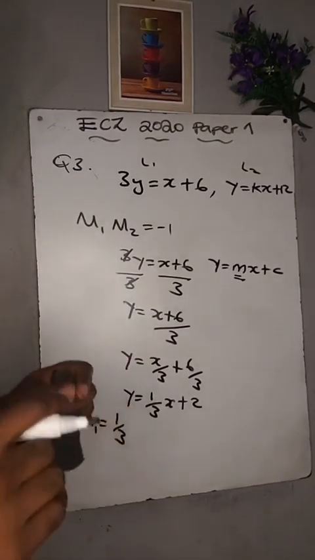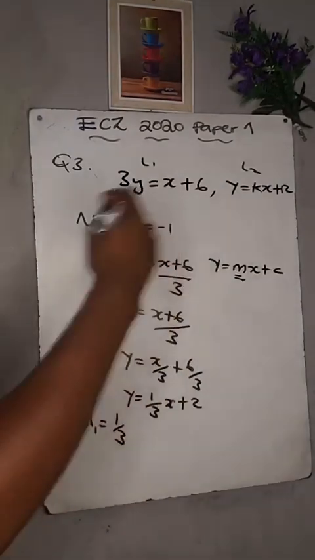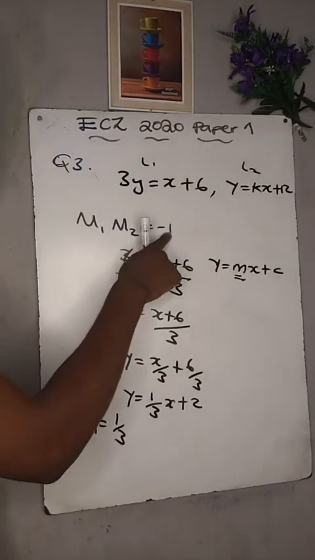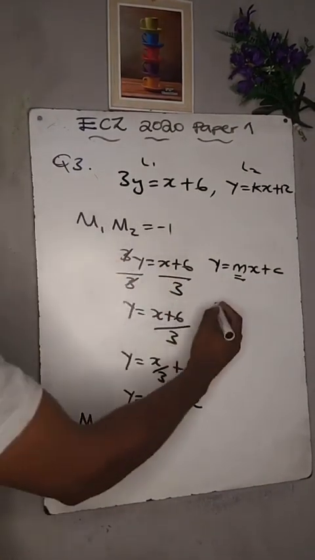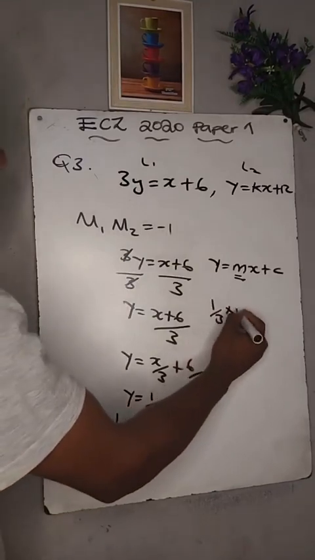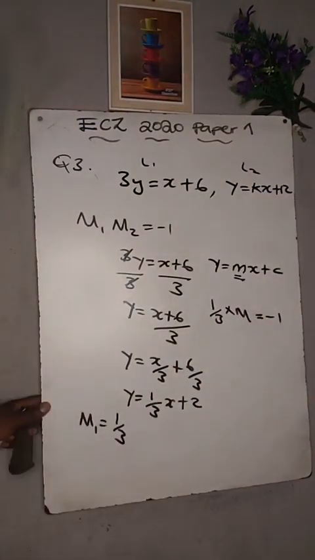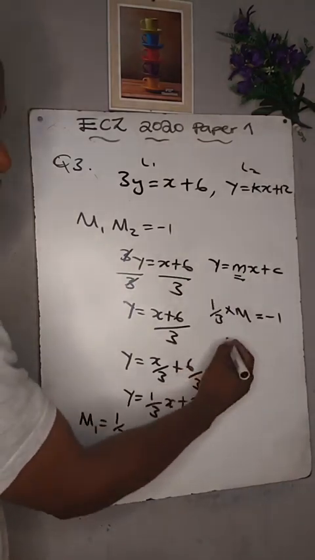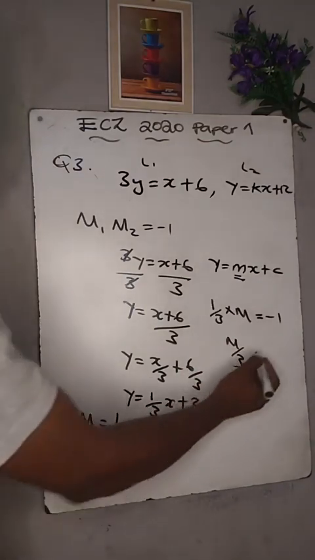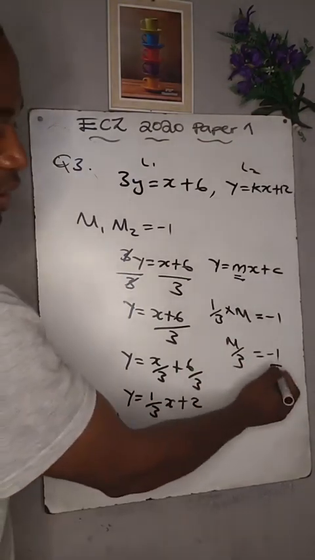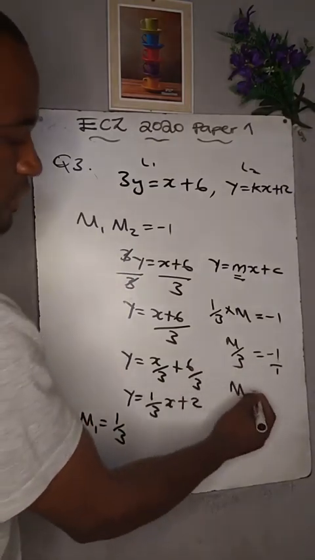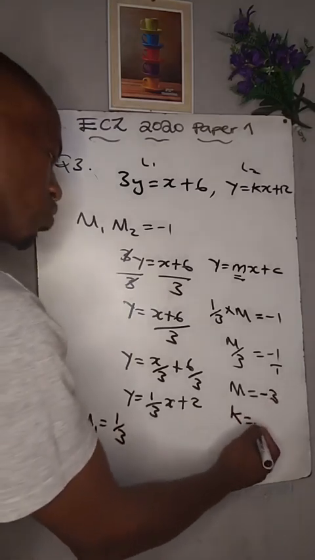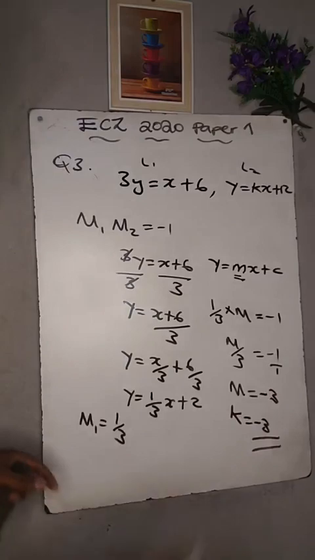Since we have been told that they are perpendicular, for us to find the gradient of the other, we are just going to say gradient 1 multiplied by gradient 2 is equal to -1. Since now we know gradient 1, we're just going to say 1 over 3 multiplied by the other gradient is equal to -1. Then 1 over 3 times m gets m over 3, just like the way we did here, is equal to -1. Then cross multiply. m times 1 is m, is equal to 3 times -1, which is -3. Now, our k is equal to -3, because that k is standing for gradient.